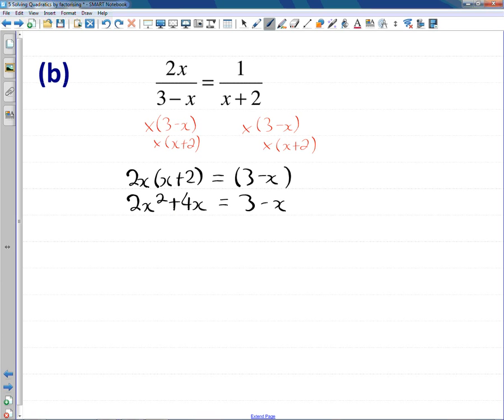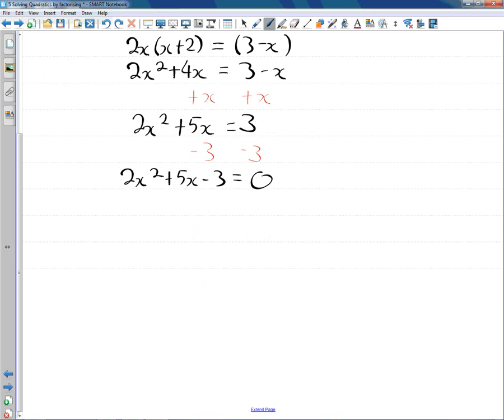So again, we're going to use that principle of just gathering everything up so that it equals 0. So we're going to increase both sides by x first. Let me do that. So we will have a 2x squared add 5x, and at the same time we're going to subtract 3 from both sides. So we've got 2x squared plus 5x minus 3.